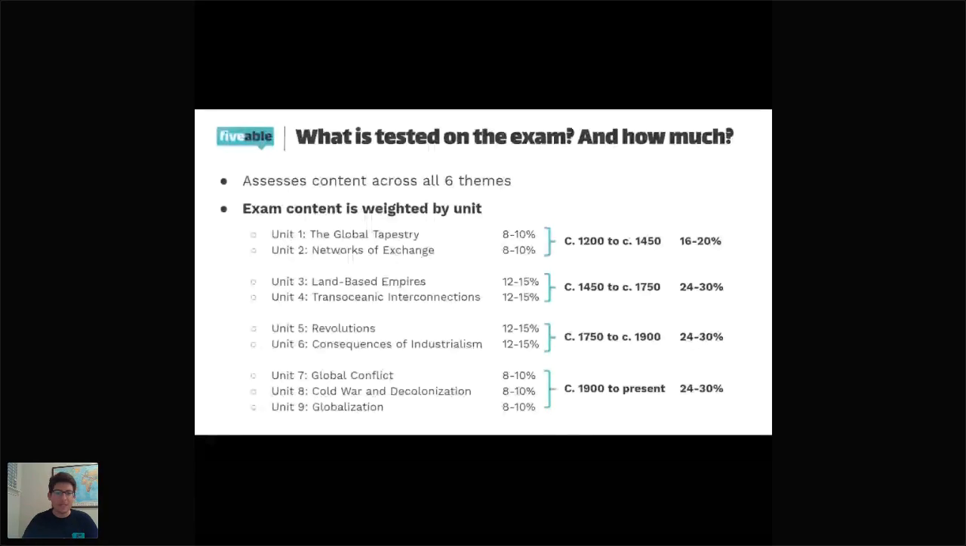That means multiple choice, and it means your short answer and DBQ questions will come from those units.